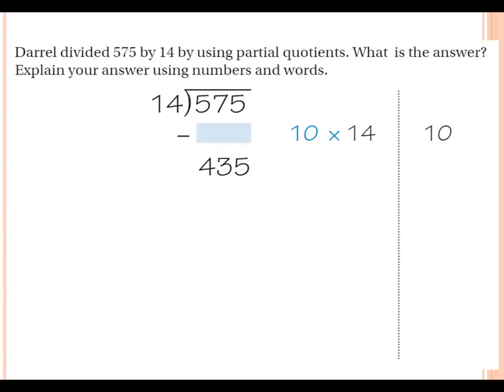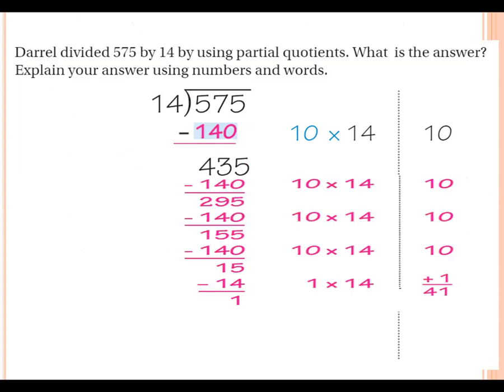Next is partial quotient. You will use the multiples of the divisor and keep subtracting till you get the remainder less than the divisor. So you will use 575 divided by 14. The 10th multiple of 14 is 140. So you will subtract 4 times 140, 140, 140, 140. You will get 15 finally, which can be divided one time by 14. So the answer, add all the partial quotients, you will get 41.